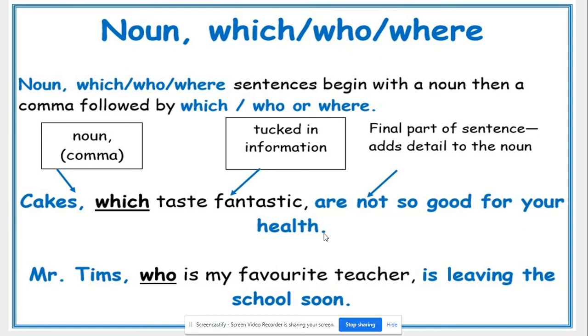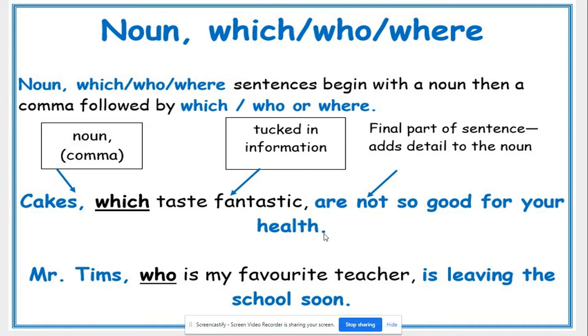So this is an example of a noun, which, who, where sentence. They begin with a noun followed by a comma, which, who, or where. So: cakes, comma, which taste fantastic, comma, are not so good for your health. Now the bit in blue is the main clause. Cakes are not so good for your health. That is a main clause and makes sense on its own. Which taste fantastic, that is the embedded clause.